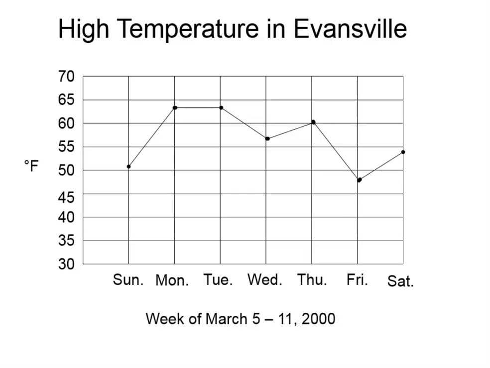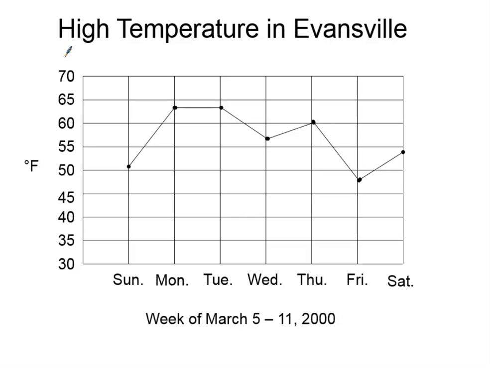This video K5 is going to help us with reading some line graphs. So again, you might check out, I got a high temperature in Evansville. That's my title. Down here's my x-axis, Sunday, Monday, Tuesday, Wednesday, Thursday, Friday, Saturday. It's letting me know that that was the week of March 5th through the 11th in the year 2000. Here's my y-axis, going up from 30 to 70, and it's in degrees Fahrenheit.